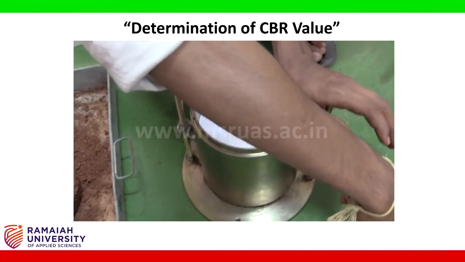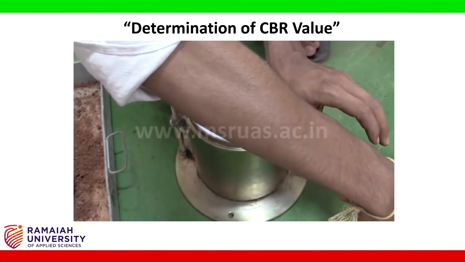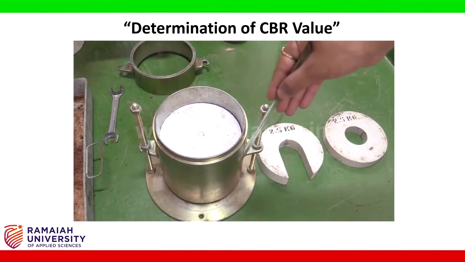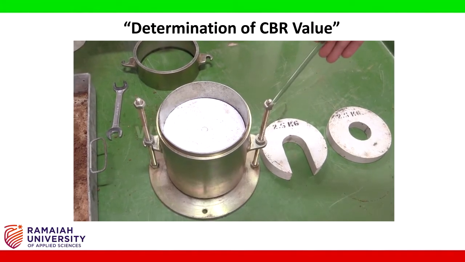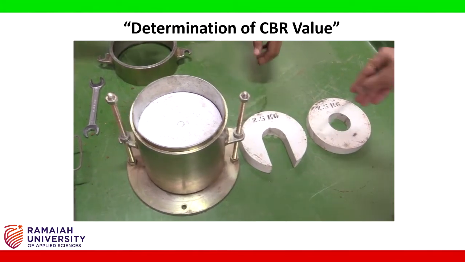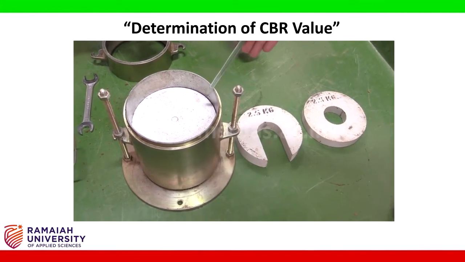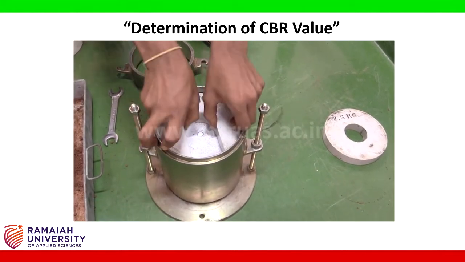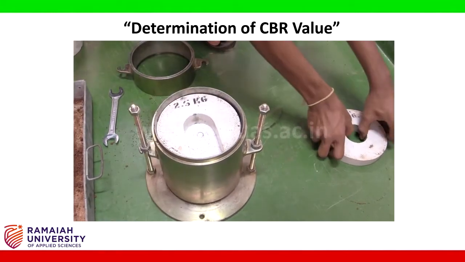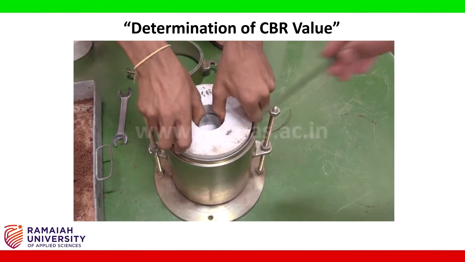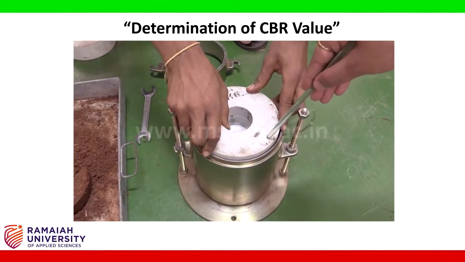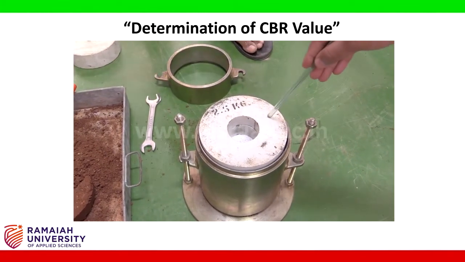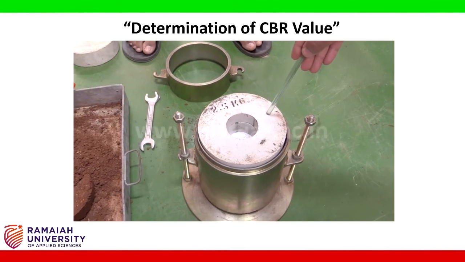Fix the mold back to the base plate by tightening the nuts carefully. Once the mold is tightened firmly with the base plate, it is now time to transfer these surcharge weights onto the mold to begin with the testing process. Each one of these plates that we have weighs 2.5 kilos. Once we have placed them, it is now time to start with the testing process.